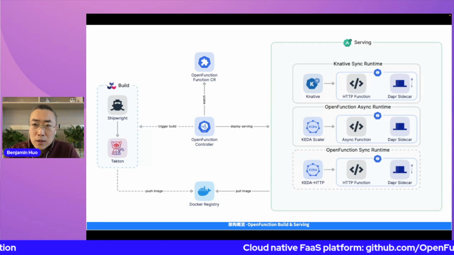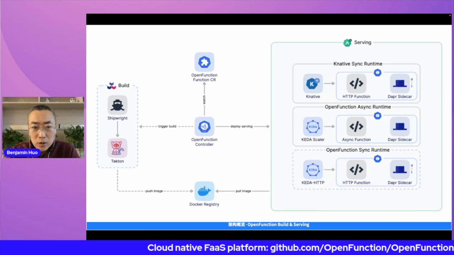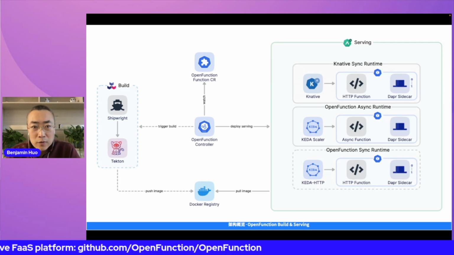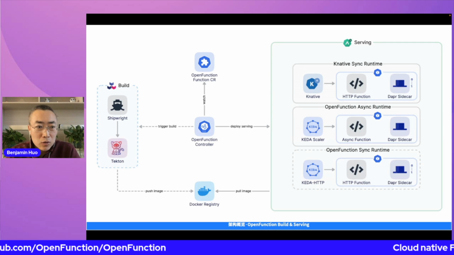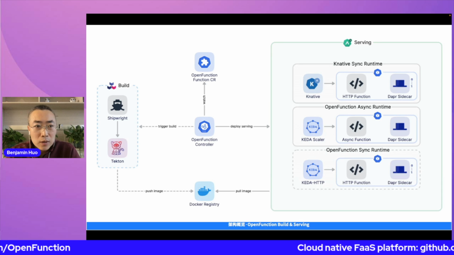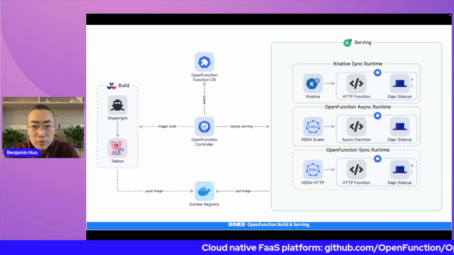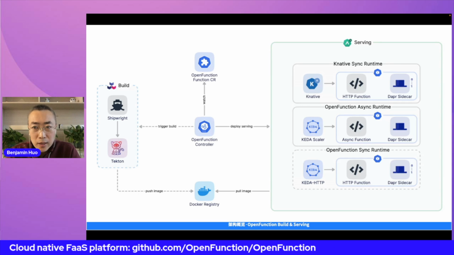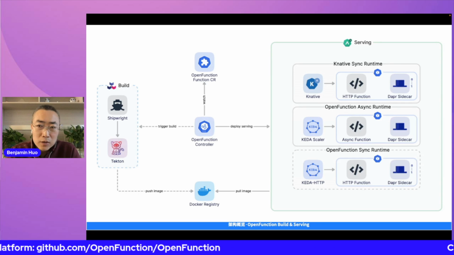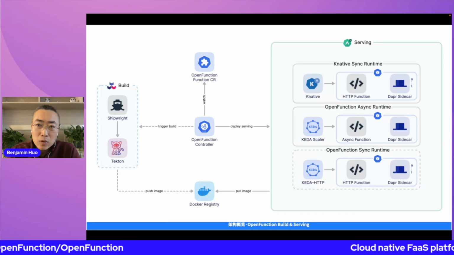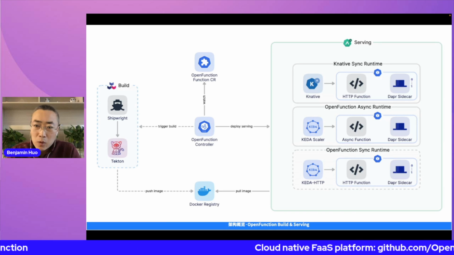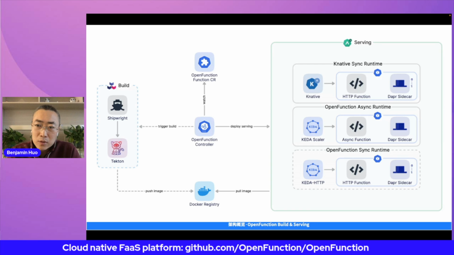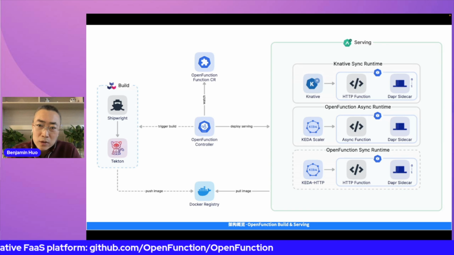Here is another view of the entire OpenFunction architecture. The user creates a Function CR, and the function controller will trigger the build of the function. Once the function is built, it will be pushed to the Docker registry, and then the function will start up in the serving runtime, either a Knative runtime or an async runtime. Both runtimes can use Dapr to communicate with the backend services.